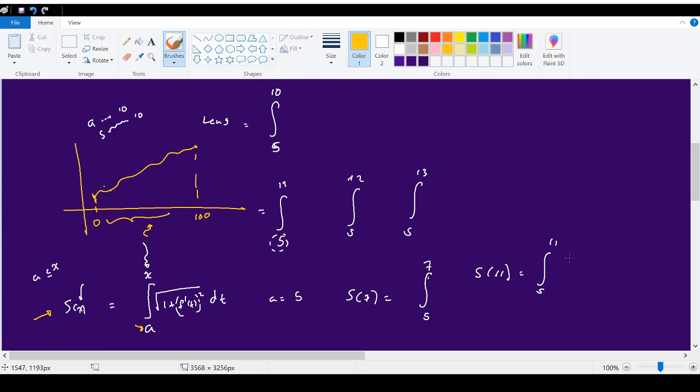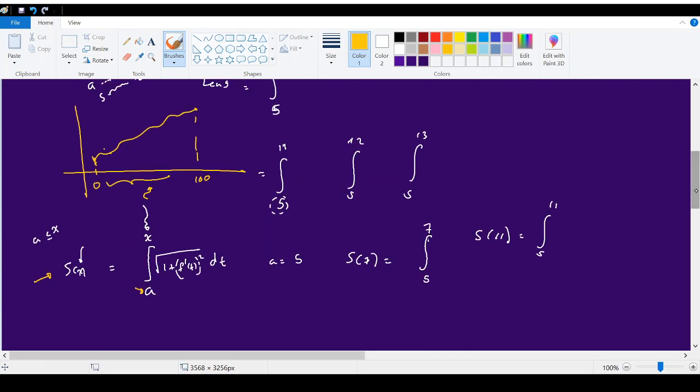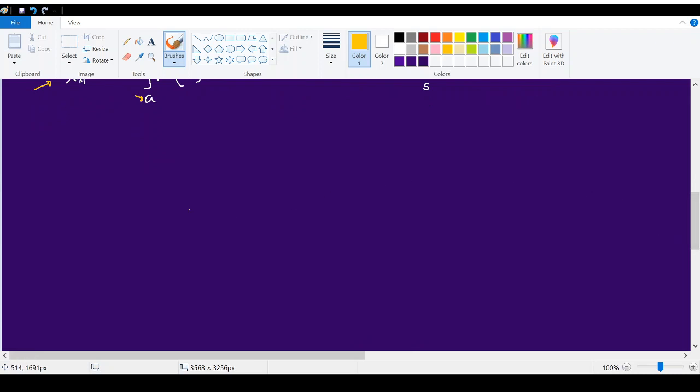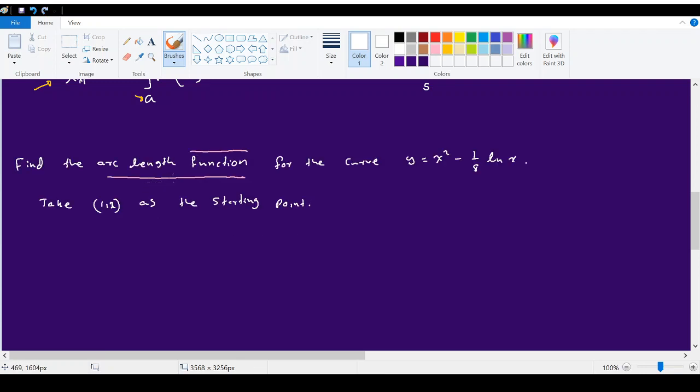Right, we will move to another example so it will be clear, like this idea of considering a length function will be cleared with an example. So let's consider the following problem, which is find the arc length function for the curve, this one, and we have to take 1, 2 as the starting point. Now see, in this equation it's very difficult to write x as a function of y, because you have ln x here, so you have to take the inverse of ln x, and that will be a huge mess, right? So this is the only convenient way that we can use the length formula, right?